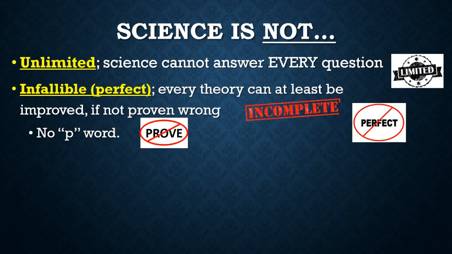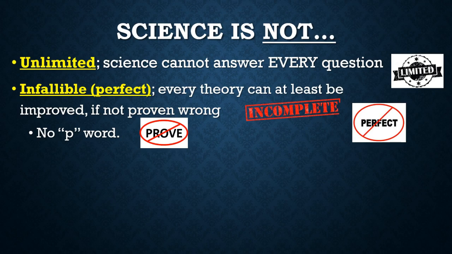word. We don't use the P word in science, and that P word is prove. In science, we do not prove anything. We can support hypotheses. We can prove that hypotheses are wrong. That's important to understand, that if something is proven wrong, that's a one-time thing.